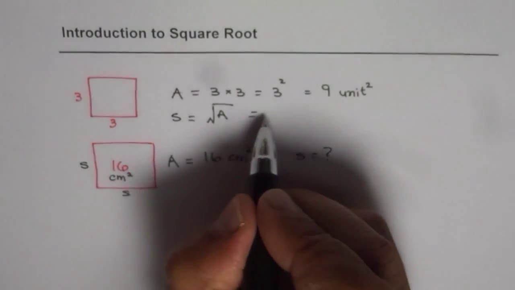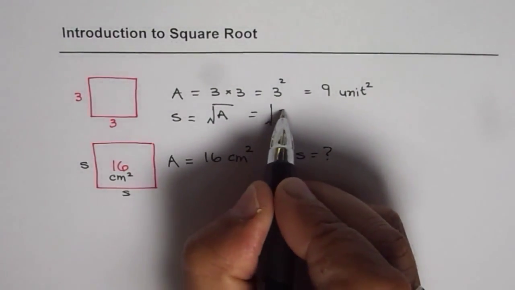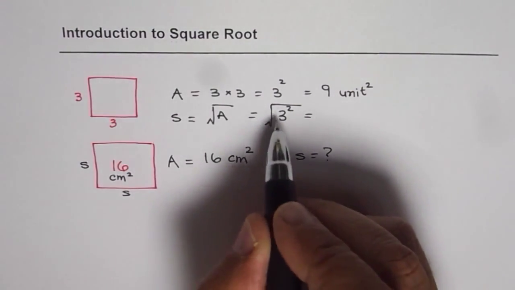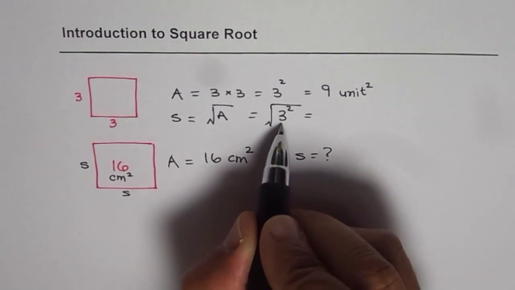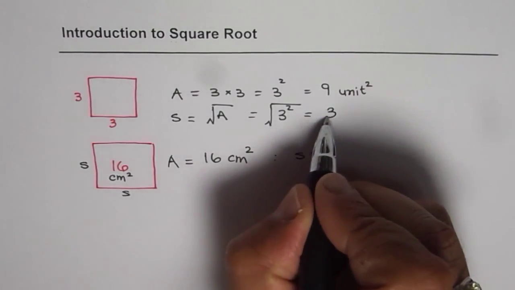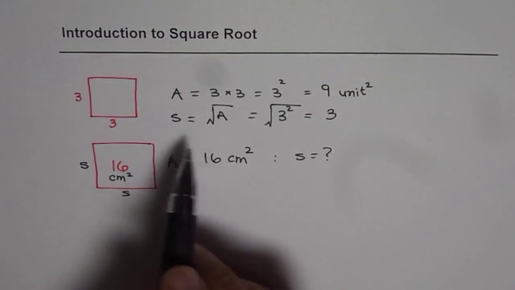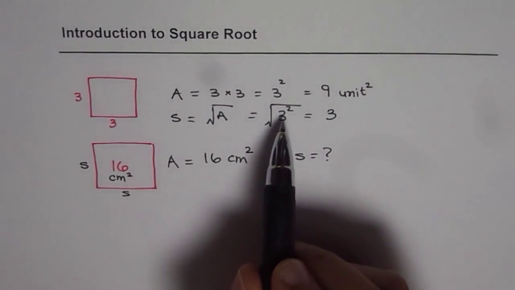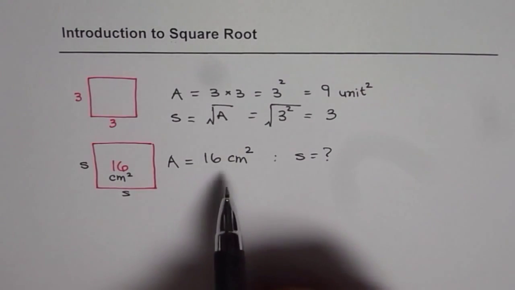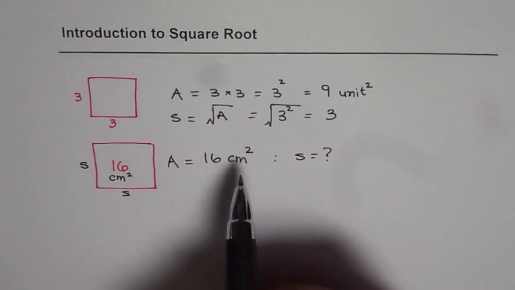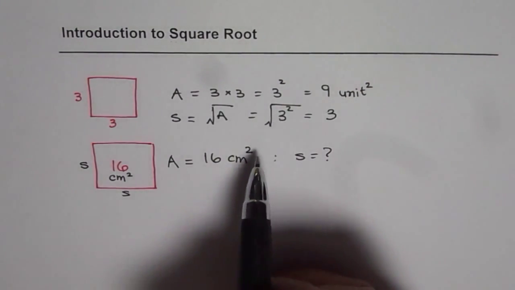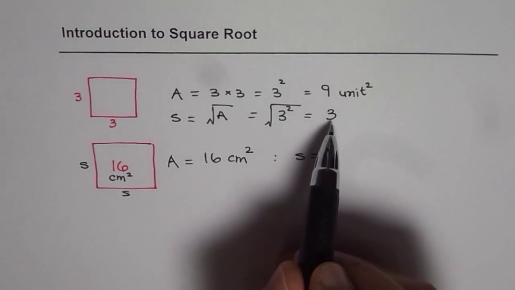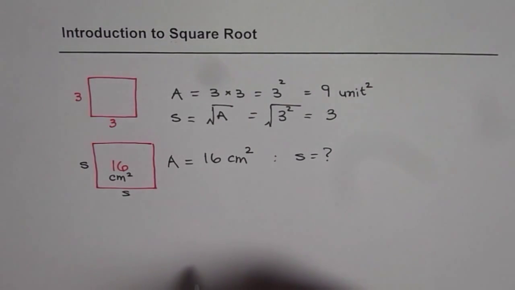So we can say it is the square root of 3 square. And this operation of square root returns us the side length 3. This is equal to 3. So that is what square root does. When you multiply two numbers which are exactly the same, in this case we took them as 3, we get 3 square, right? Square root of 3 square is 3. That is how we understand square root.